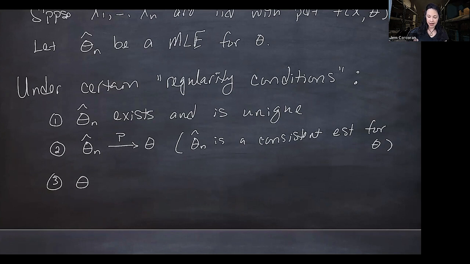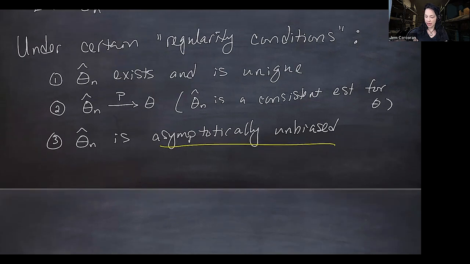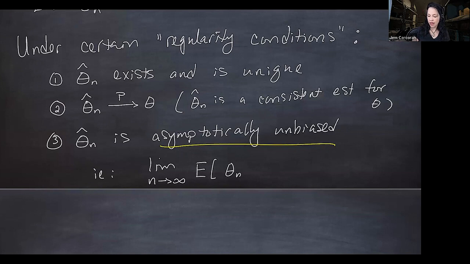The next thing is that theta n hat is asymptotically unbiased. And this means that it may be actually unbiased to begin with, but if not, it will be unbiased in the limit, i.e., the limit as n goes to infinity of the expected value of theta n hat is going to be theta. We saw MLEs already that were biased. Some of them are unbiased to begin with, in which case this expectation would be theta all the way through the limit, which is fine. Not going to affect this statement.